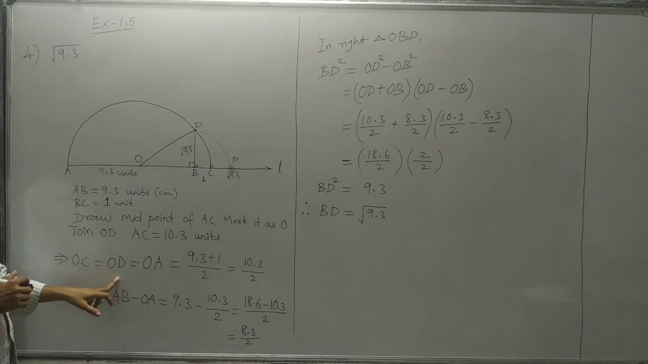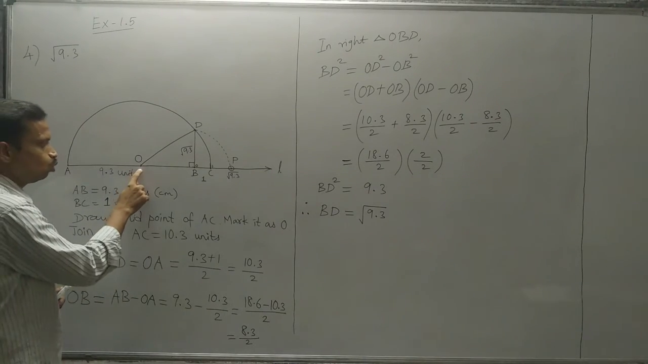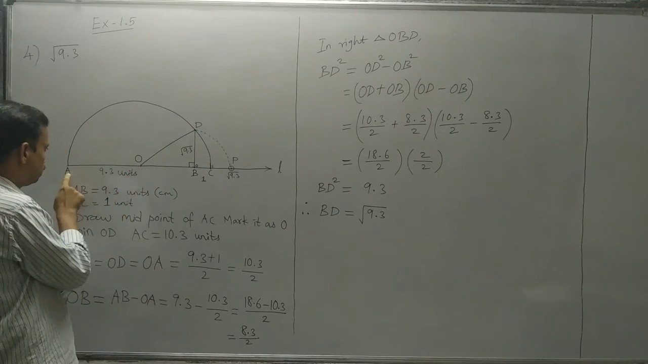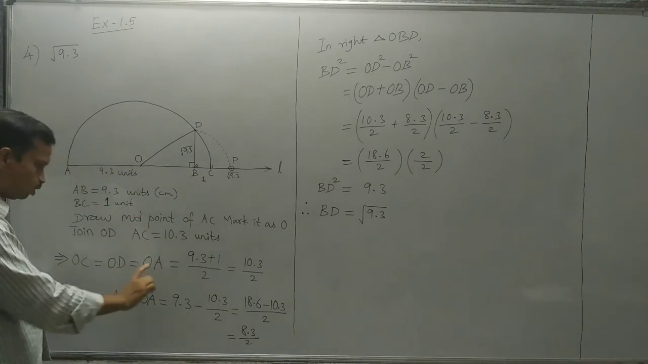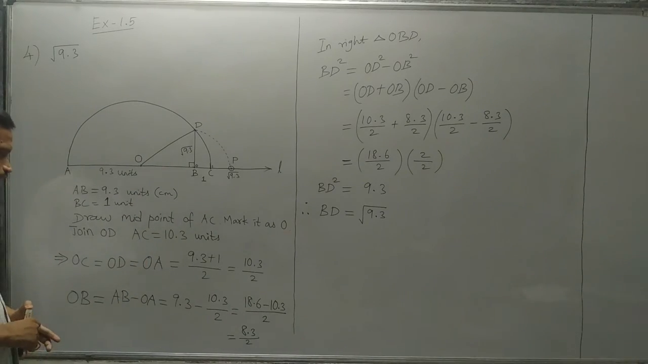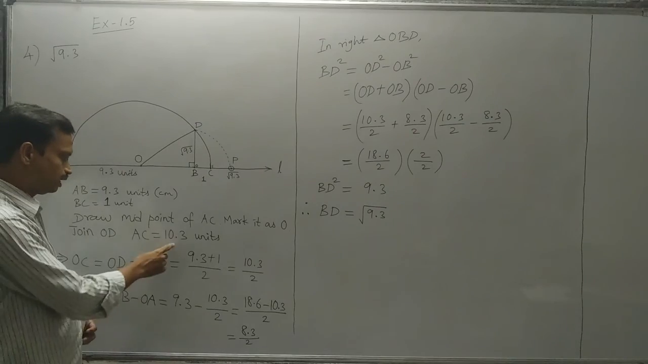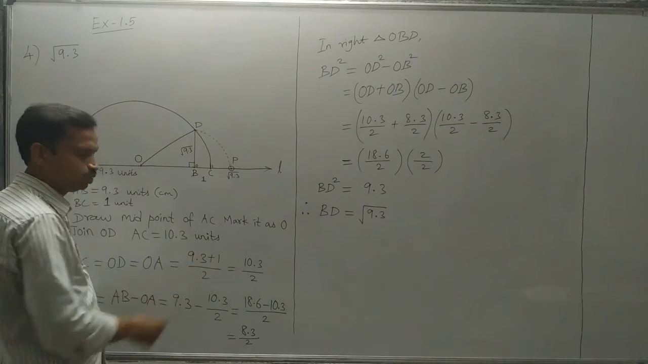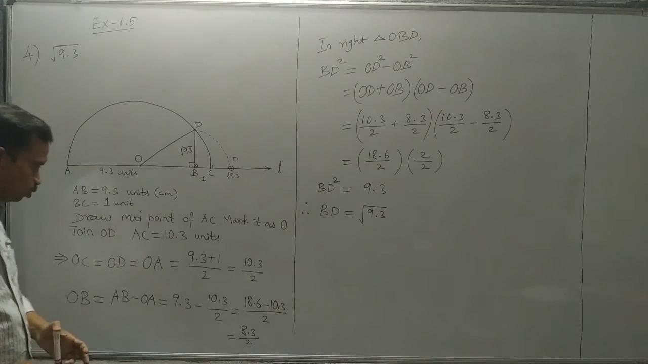And now OC and then OB. OC is equal to OD, equal to OA. These are all radii. You see, OD, OA, O is the center. Everything is equal, which is nothing but the radius of the semicircle, and that is 10.3 by 2, because AC is 10.3. Diameter by 2 is the radius. So 9.3 plus 1 by 2, that is 10.3 by 2.